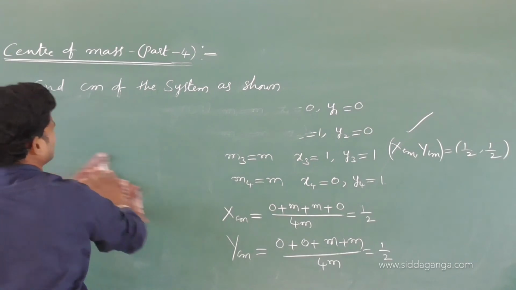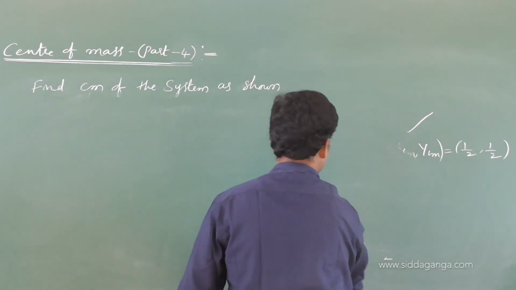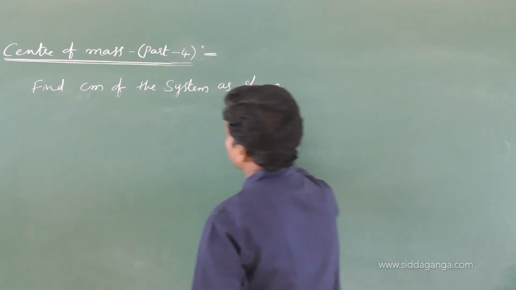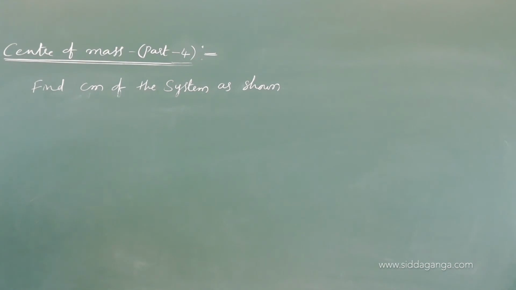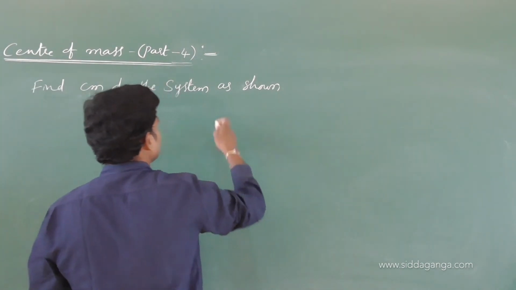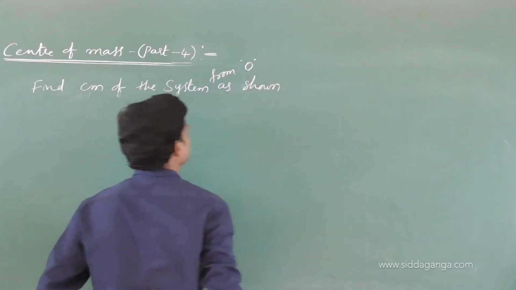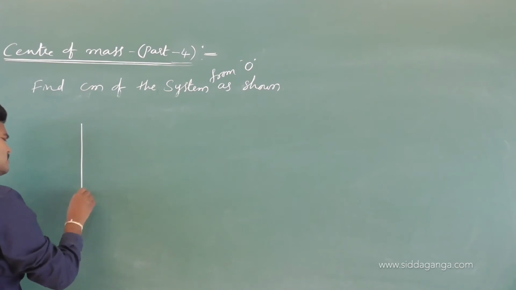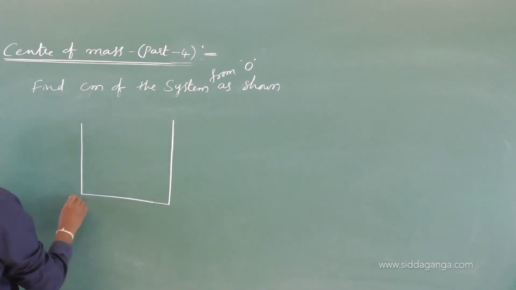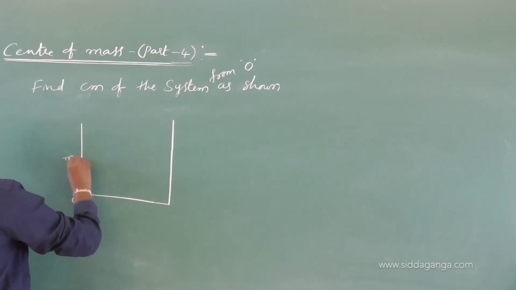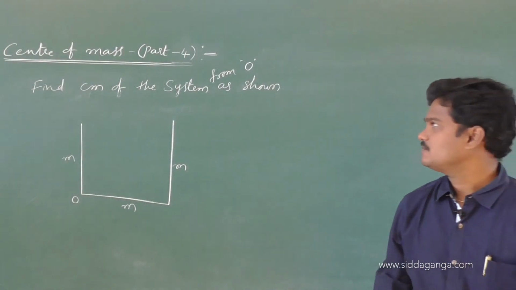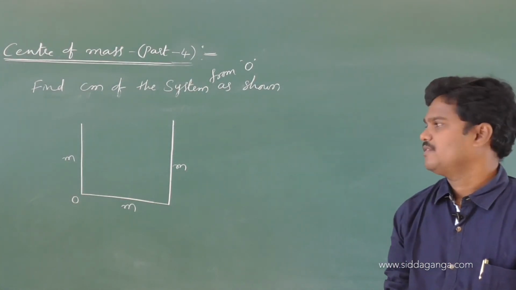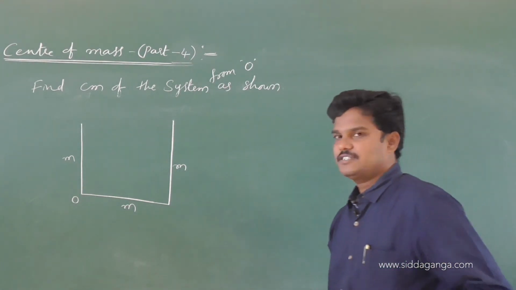Let me give one more system. So let me write the same. Find center of mass of the system from O, as shown in figure. So they have given this diagram. This is also one of the good questions today. Somewhat good question. Each mass is m. Find center of mass of the system from that origin. Let us see what they have given first.